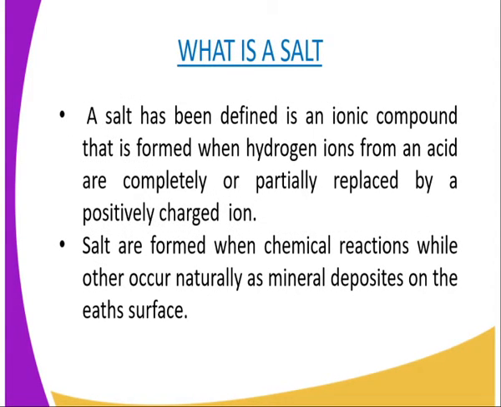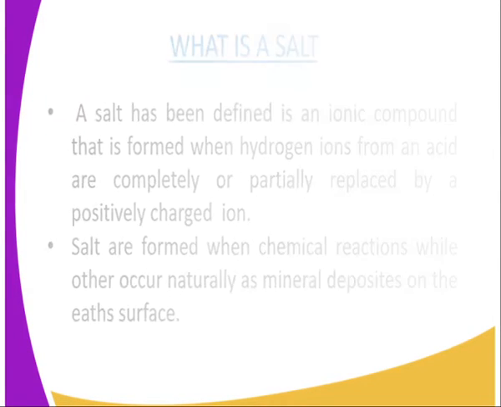What is a salt? It has been defined as an ionic compound formed when hydrogen ions from an acid are completely or partially replaced by a positively charged ion, and that gives us a salt. The positively charged ion is also referred to as a cation, and salts are formed when chemical reactions occur, and they also occur naturally, that is as mineral deposits on the Earth's surface.